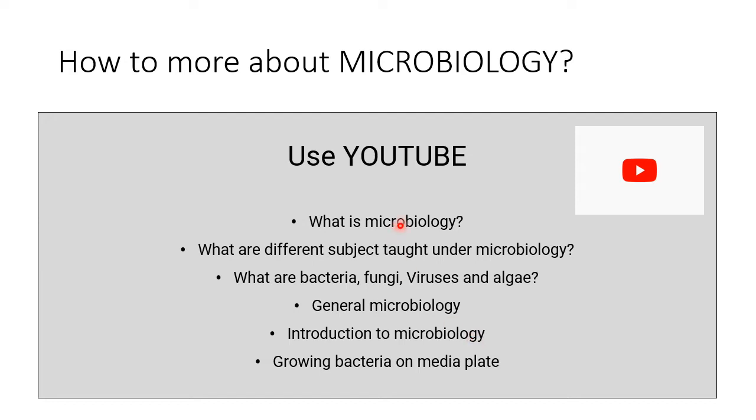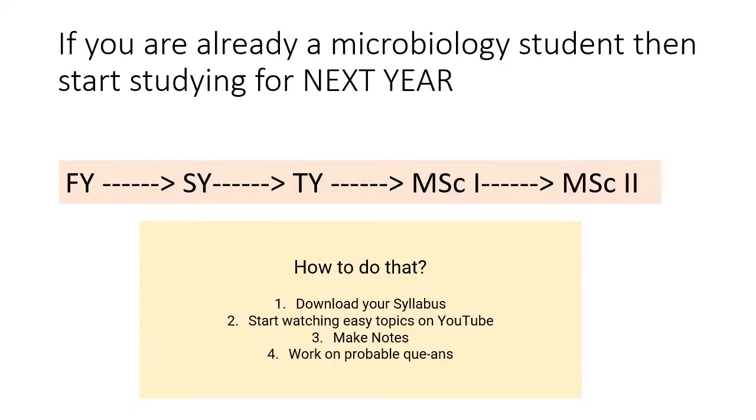Same if you want to search about biotechnology, then just replace microbiology with biotechnology. What is the scope, what are the different subjects taught under biotechnology, then what is tissue culture. Okay, these are some topics which come under biotechnology. What are the applications of biotechnology? Okay, so that's how you will be able to know more about the subject, know more about the scope of a particular subject, or what are the job options that you have in your future. Okay, so this is how you can know more if you are a fresher.